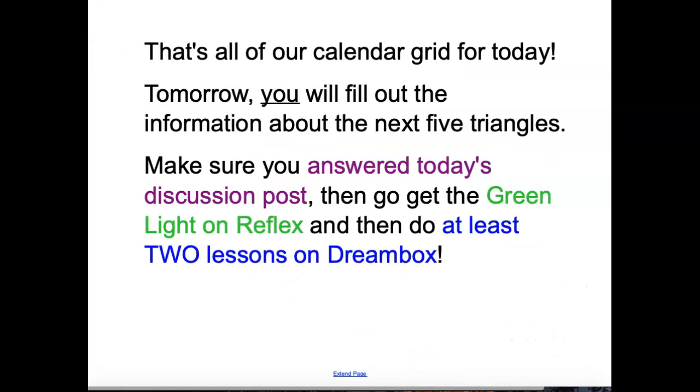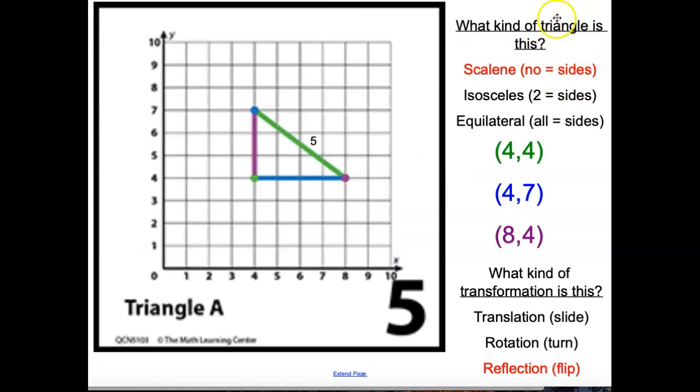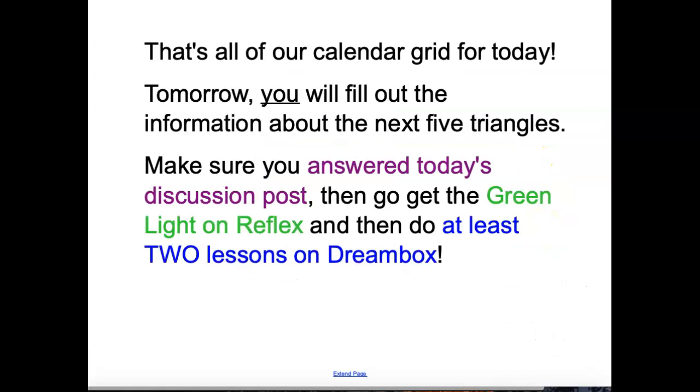That's all for our calendar grid for today, friends. Tomorrow, you will fill out the information about the next 5 triangles. You'll tell what kind of triangle you see, the 3 coordinates, and what kind of transformation you see. Make sure you answer today's discussion post, then go get the green light on Reflex, and then do at least 2 lessons on Dreambox.